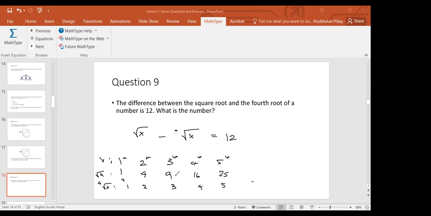So that's out, 2, 6. And this is the only one which has got difference 12. 16 minus 4 is 12. And after that, the difference gets bigger and bigger. So this is the answer to the question. The number that we're looking at is that one. That's your x, right? Because the square root minus the fourth root of that number is 12. 4 to the power of 4 is 16 times 16. 16 times 16 is 256. So that's the number that we are looking for.